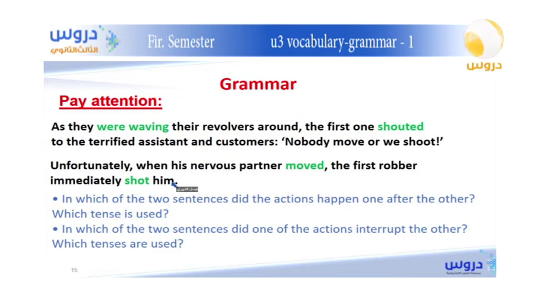Now the question, or the point for you all: in which of the two sentences did the actions happen one after the other? Which tense is used? If you can remember the two sentences above. Also, in which of the two sentences did one action interrupt the other? Okay. Now, we want to take it step by step, if you wouldn't mind, please. Okay, in which of the two sentences did the actions happen one after the other? So, is it the first sentence or the second one? Okay, good. The second one. Did you agree with Roseanne?